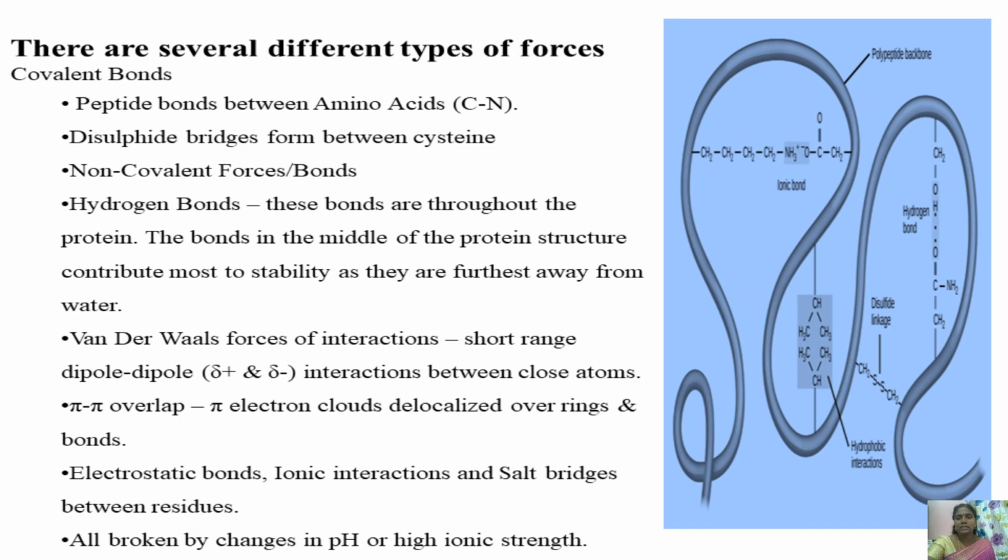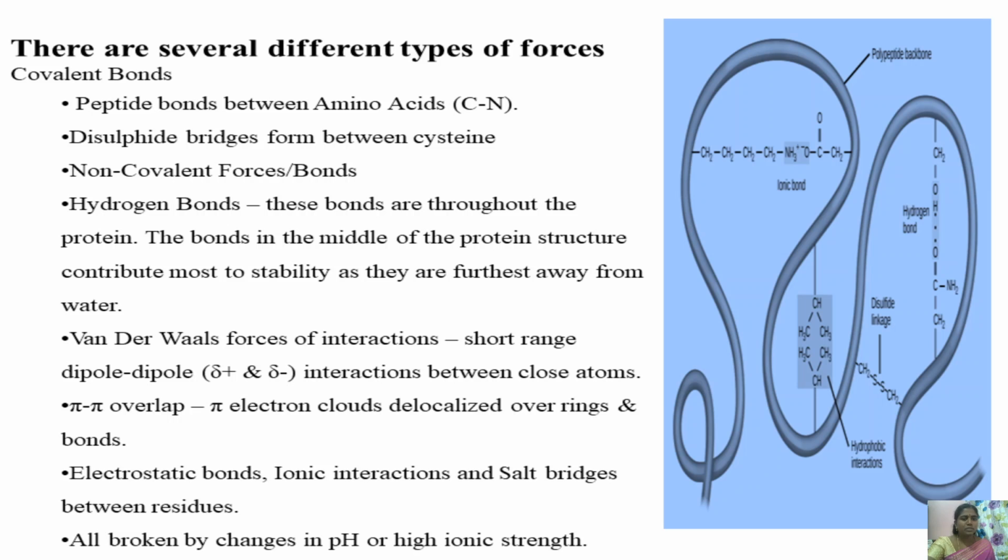So this slide explains there are several different types of forces which contribute to tertiary and quaternary structure of protein. The first one is covalent bonds. Covalent bonds, the peptide bonds between the amino acids, that is the CONH bond, also contribute their part in the formation of tertiary structure. Disulfide bridges are between cysteine residues, and then there are non-covalent forces, that is hydrogen bonds, which are present throughout the protein. The bonds in the middle of the protein structure contribute most to the stability, as they are more away from the water, and they keep the molecule away from the water.